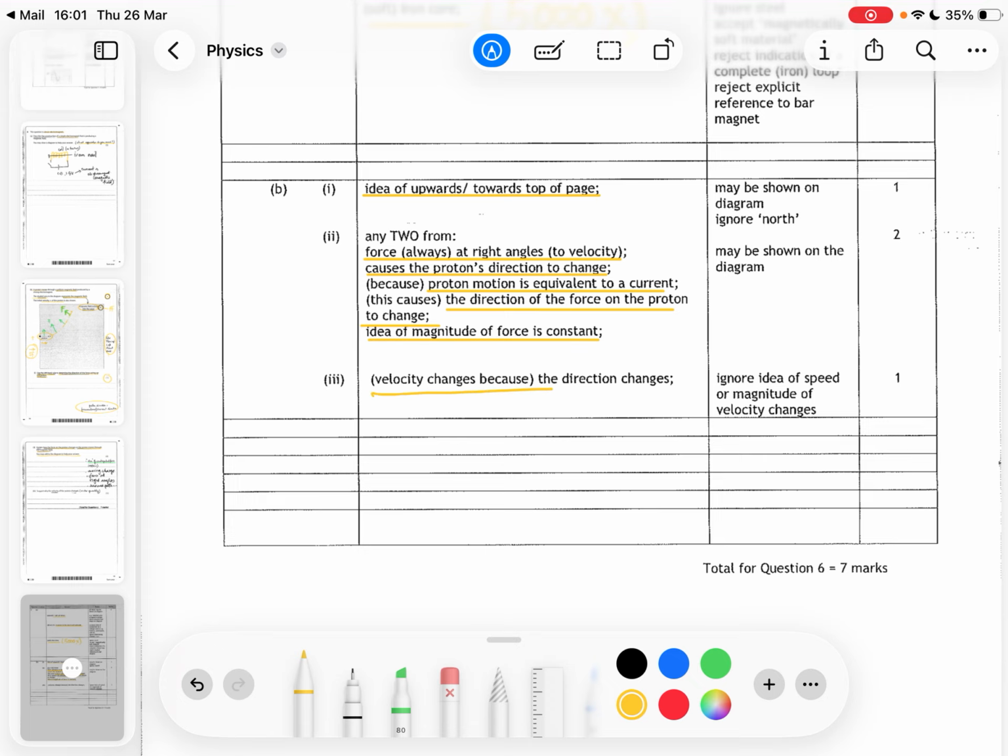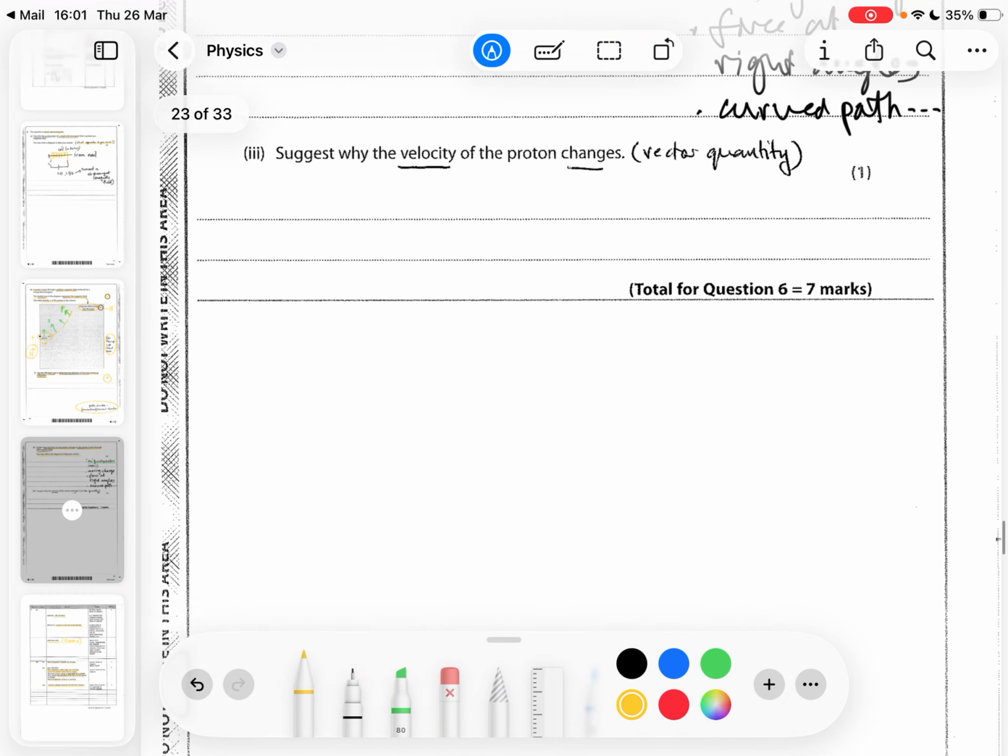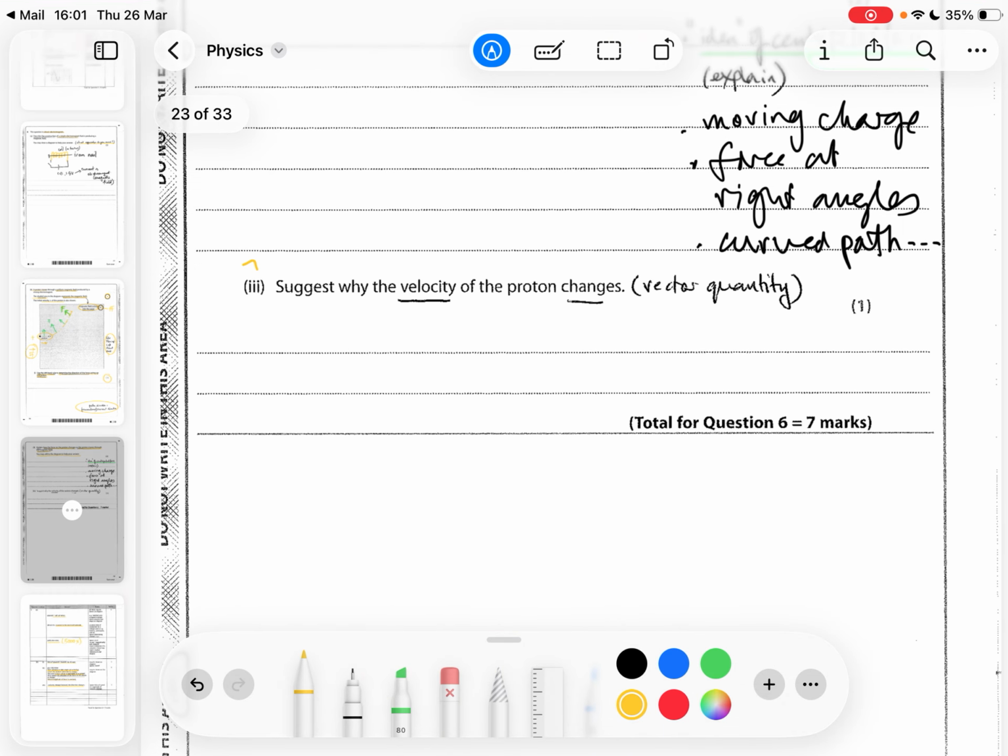Have I? Maybe not this one. I didn't mention that the velocity changes because the direction changes. So where did I miss out that? Oh, it's the next part: suggest why the velocity of the proton changes. So that's the next question. The velocity is changing because the direction is changing.